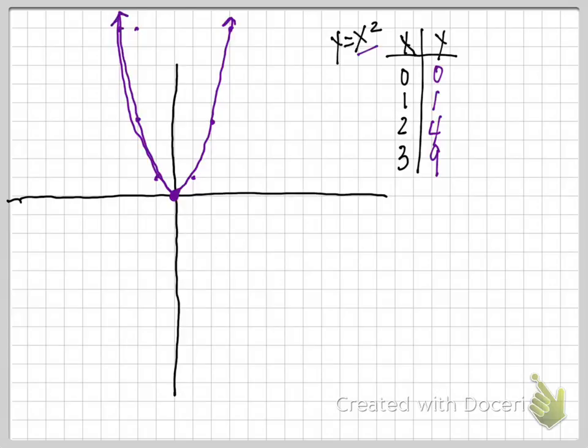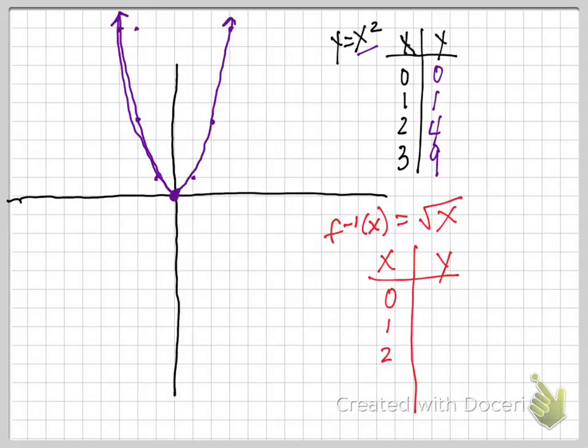Then if I wanted to find the inverse, which we already did in the last example, we said that the inverse is the square root of x. So if I were to plot points for that, using the same x values, the square root of 0 is 0.